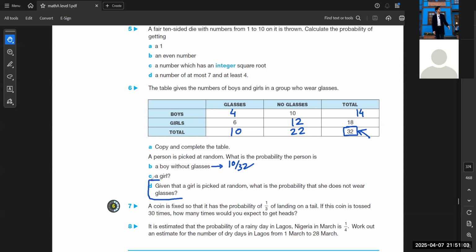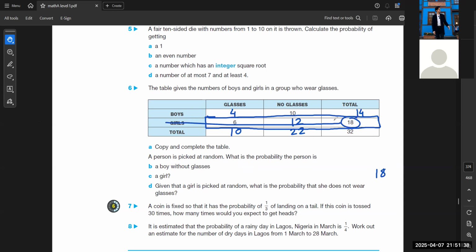Now, given that a girl is picked at random, so we're only talking about the girls now. Okay. We're only talking about the girls. What is the probability that she does not wear glasses? Now, what do you do in this case when you're only talking about a specific set? Ignore everything in the table and only look at this row. Why? Because we're only talking about girls, right? So how many total girls do we have? 18. That's 18. Total girls is 18.